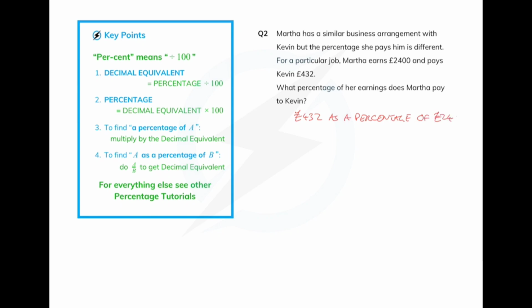So, how do we do that? Well, we just look over on the left there at number 4. To find A as a percentage of B, we simply do A over B. So in this case, 432 over 2,400. And 432 over 2,400, if I put it in my calculator, is 0.18. Now that is a decimal equivalent. How do I find the actual percentage? I simply multiply by 100, and that is 18%. And as I say, 0.18 and 18% are exactly the same thing.